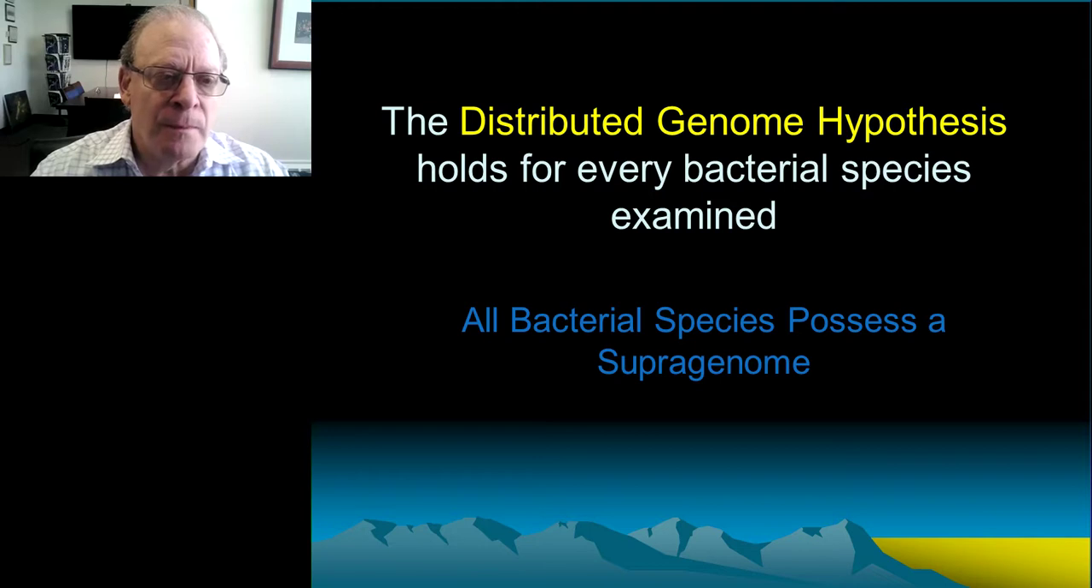And so, without going through in detail all of the bacterial species we looked at, we can now say that the distributed genome hypothesis holds for every bacterial species examined. All bacterial species possess a supergenome.